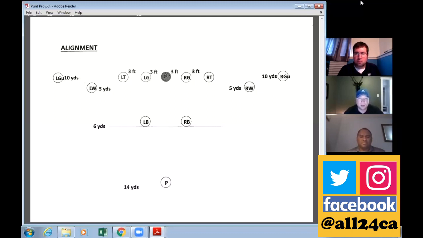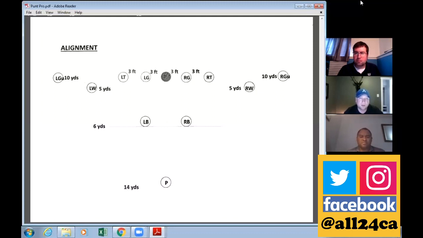In this scenario here that we have up, if we were kicking left, our left side of the line is going to be a man side. That will include three players: the left tackle, the left guard, and the left up back. Those three are going to be responsible for three men to the left side or the kick side. And then on the right side of our box is our zone side, including our long snapper, our right guard, our right tackle, and our right up back.